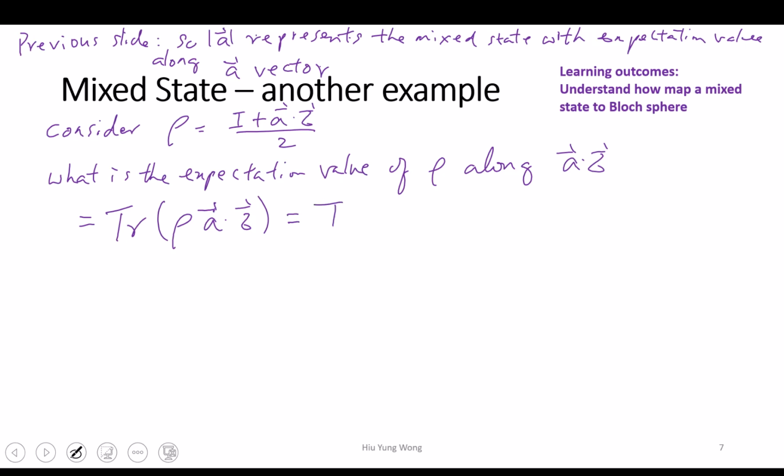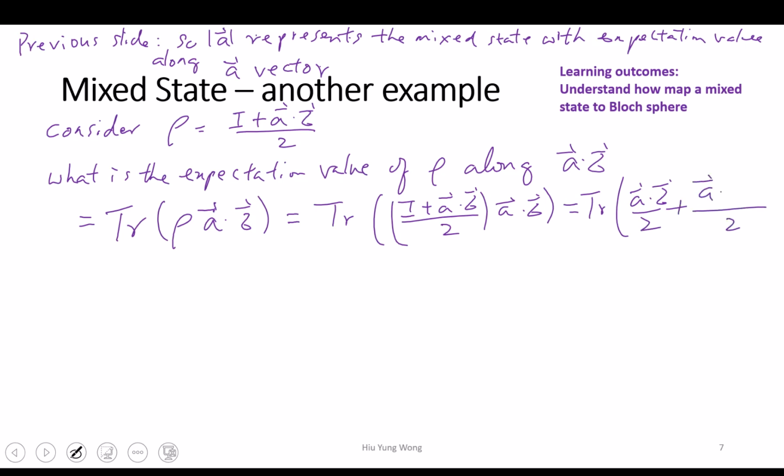So how do you operate it? Well, this is (I plus A dot sigma) divided by 2, the whole thing times A dot sigma. So I can use the distributive law. This is equal to trace of (A dot sigma divided by 2 plus A dot sigma times A dot sigma divided by 2). We need to be careful when we do this multiplication. A dot sigma is vector dot vector, but it becomes a matrix. So this is matrix times matrix.